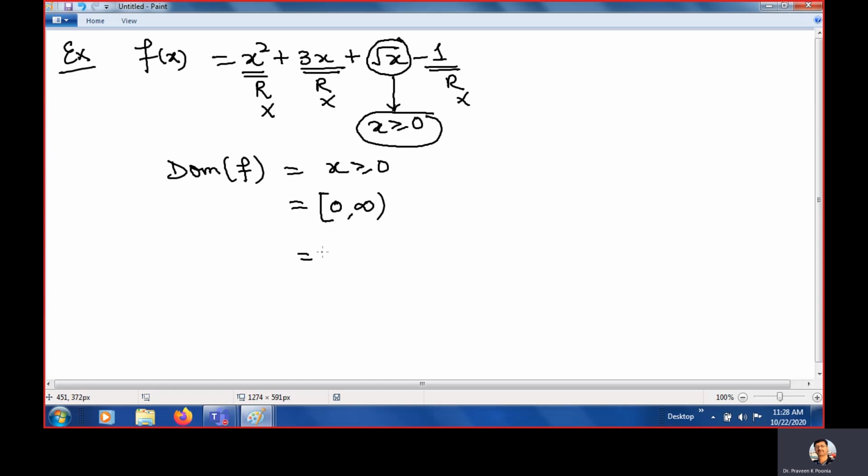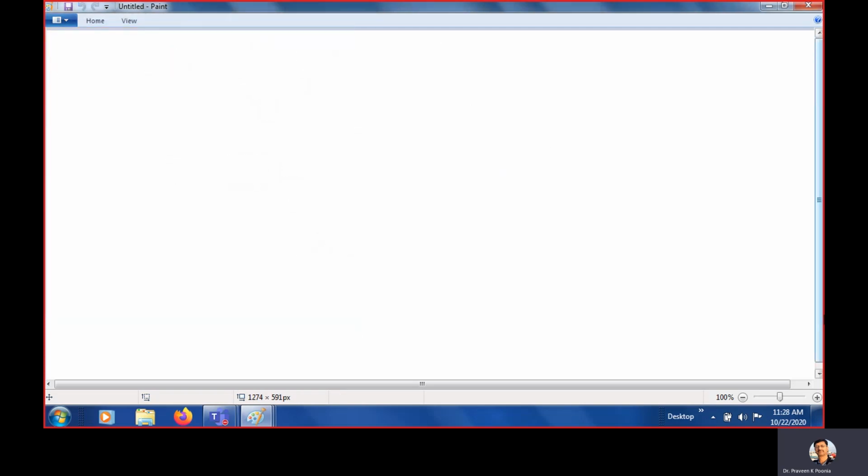And 0 to infinity is sometimes written as R positive. So that's all about the domain and range of the function. Now we will move to the topic of algebra of functions. This is the topic for week number 2, algebra of functions.